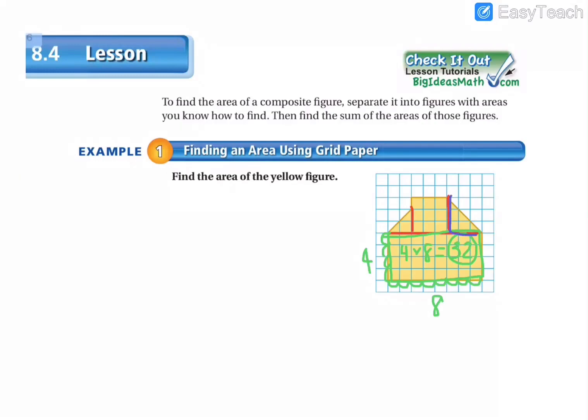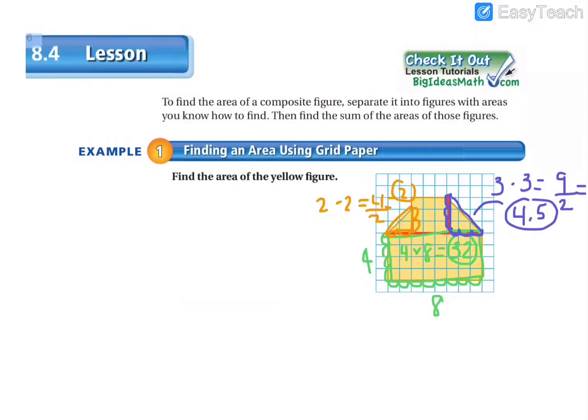This triangle right here has a base of 1, 2, 3, and a height of 1, 2, 3. So I'm going to do 3 times 3, which is 9, but don't forget to cut that in half because it's not a full square, it's half of a square. So that's going to give me 4.5 for this piece. And over here I've got another triangle. This one is 1, 2 by 1, 2. So 2 times 2, which is 4. But don't forget to cut it in half, and you'll get 2.